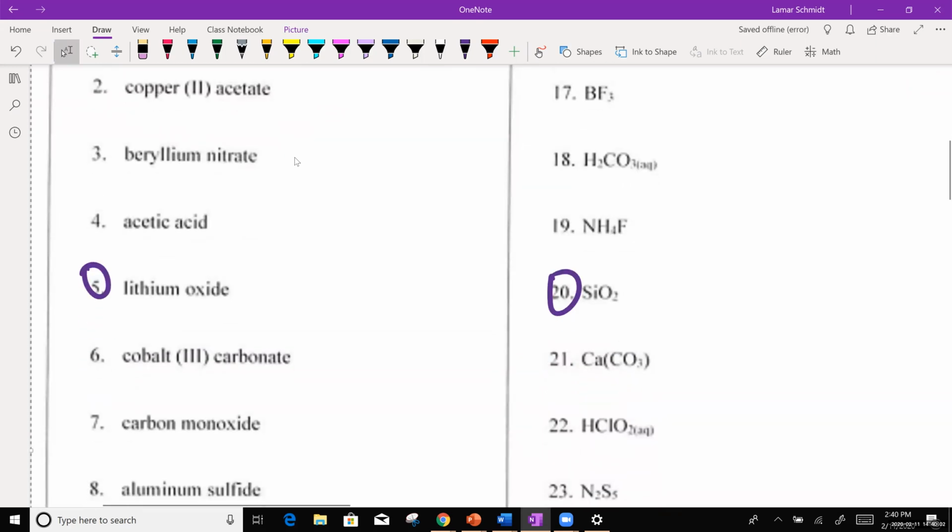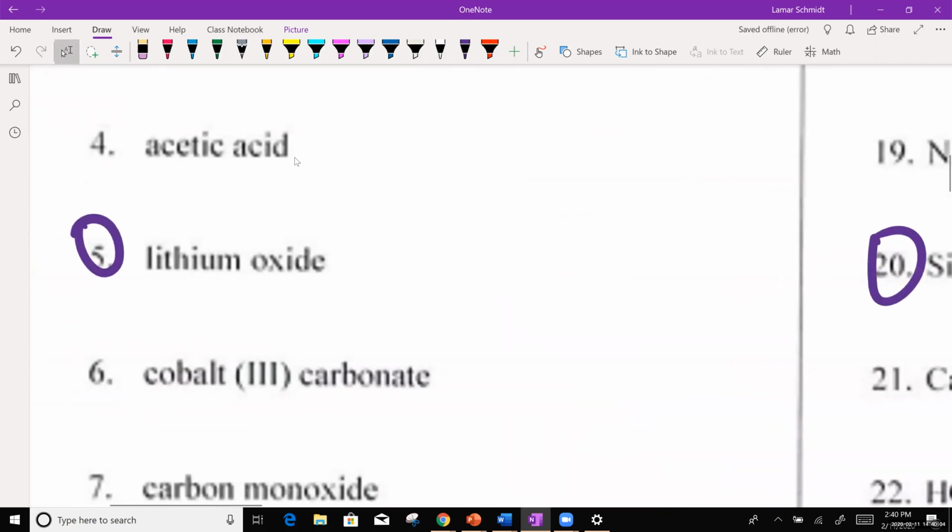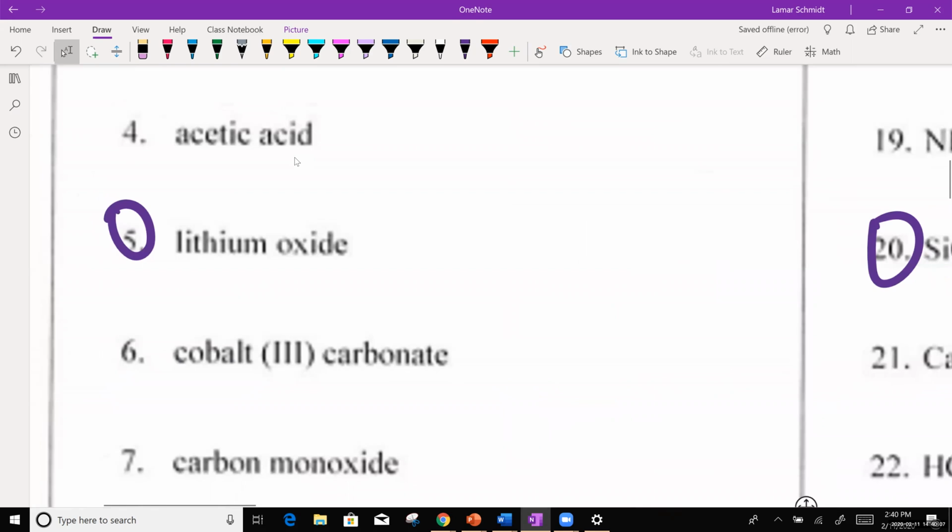So we'll start with lithium oxide. And so the first thing we have to do, we're just really looking for the formula on this worksheet, but if your teacher assigned you something crazy like to calculate the molar mass, then we'll just show you how to do that as well.